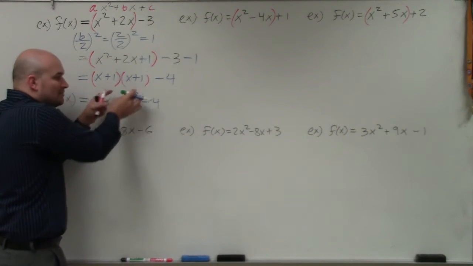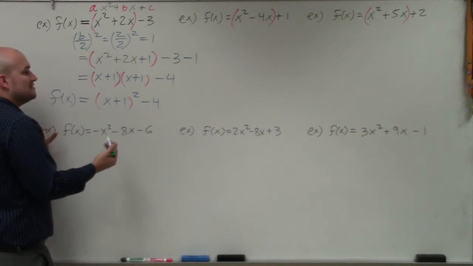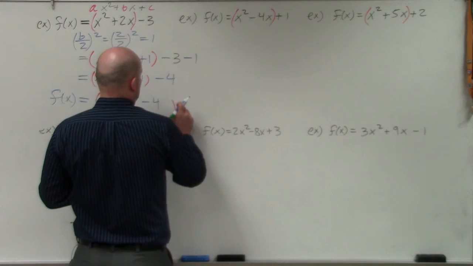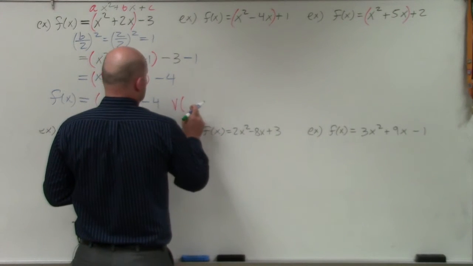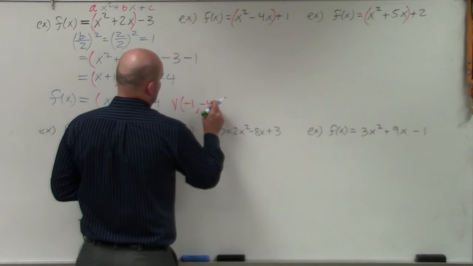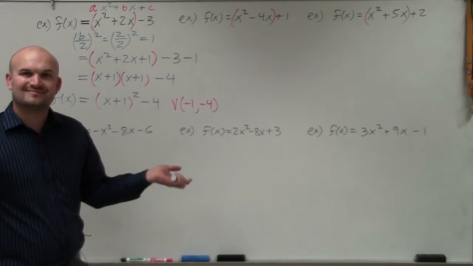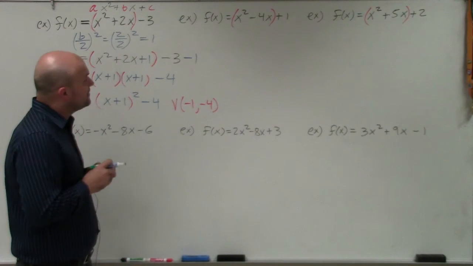Now we have that binomial squared minus 4. So now the vertex in this case is going to be negative 1, negative 4. Ta-da, done. OK, so now let's go and move into the next one.